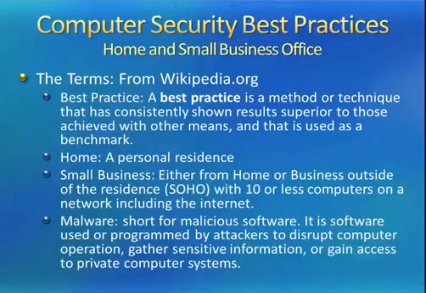Home, basically, is your personal residence. A small business can be your personal residence, or it can be an office outside of the residence. Now you see I have SOHO. That's just an acronym for Small Office, Home Office. And the office has less than 10 computers, and they are connected via a network, including the internet.